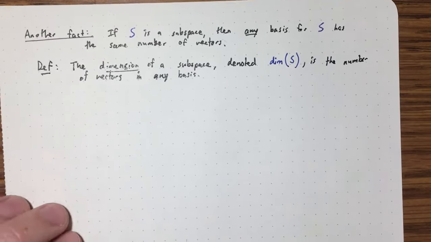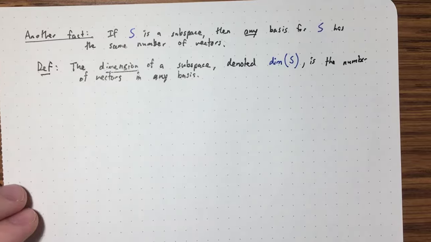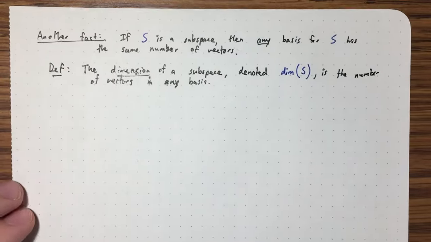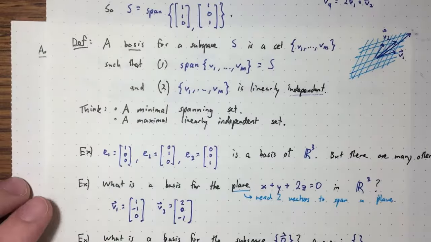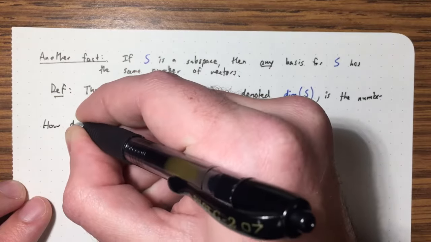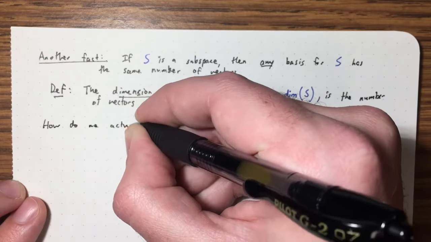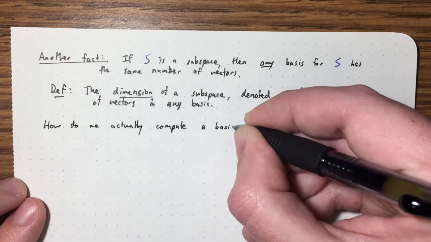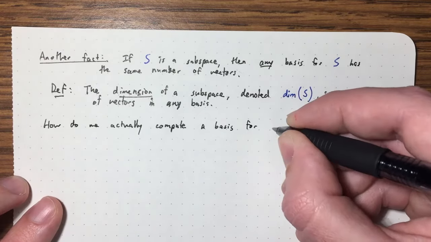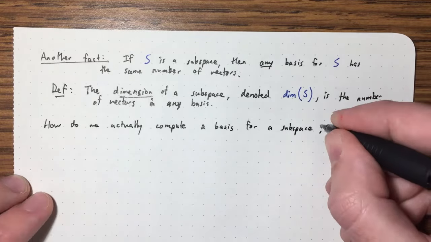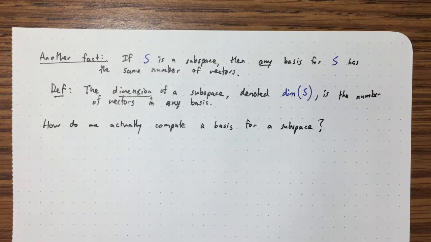Great. So I think it's maybe time to talk about how do we actually compute a basis in general? Because we just did an example where you could kind of see what the basis had to be just by looking at it. Well, what if we had a more complicated situation? So how do we actually compute a basis for a subspace?